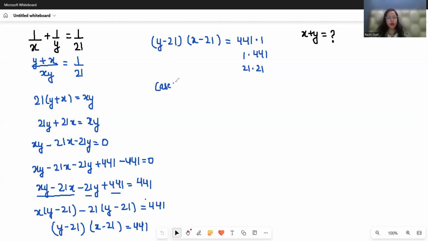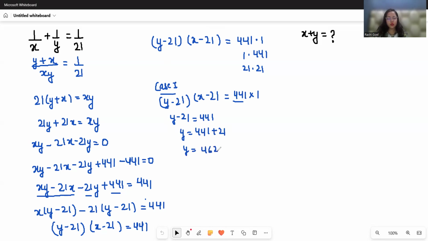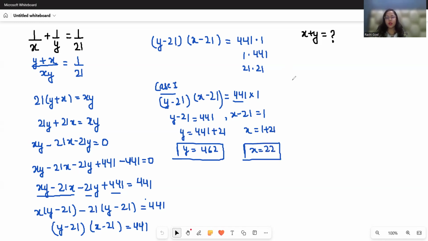So let's start with case 1. When (y minus 21) times (x minus 21) equals 441 times 1. So in this case, y minus 21, the first bracket, is equal to 441. Y equals 441 plus 21, so y equals 462. Now in this case, if x minus 21 equals 1, x equals 1 plus 21, so x is 22.